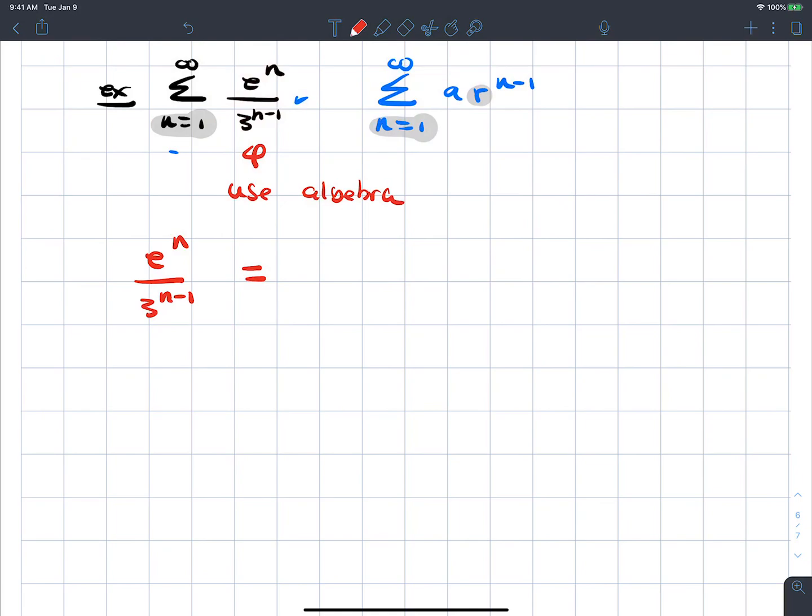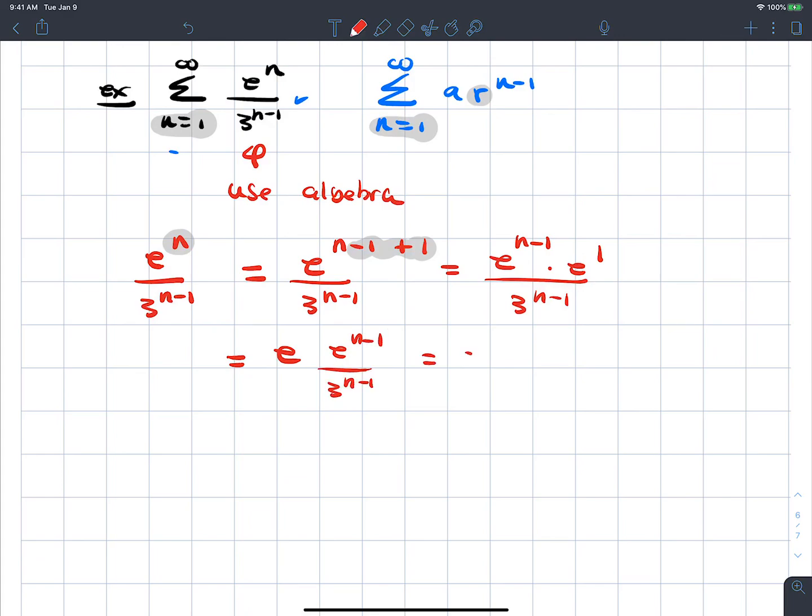Let me show you how you fix this. This is e to the n minus 1 plus 1 over 3 to the n minus 1. Because you see, ladies and gentlemen, right here, I know I have e to the n. And this here, by the way, is negative 1 plus 1 is 0. n plus 0 is just n. So these two are equivalent. This is what I'm going to do. I'm going to use properties. This is e to the n minus 1 times e to the 1 over 3 to the n minus 1. Which means I really have e to the n minus 1 over 3 to the n minus 1, or I have e over 3 to the n minus 1.